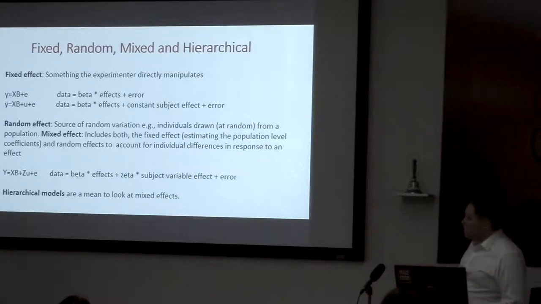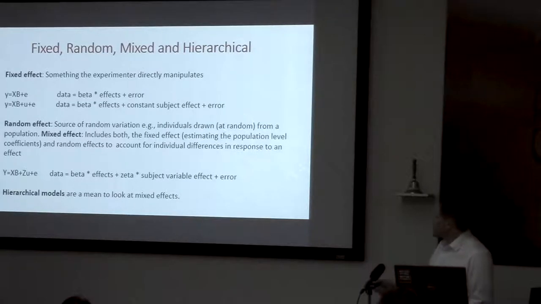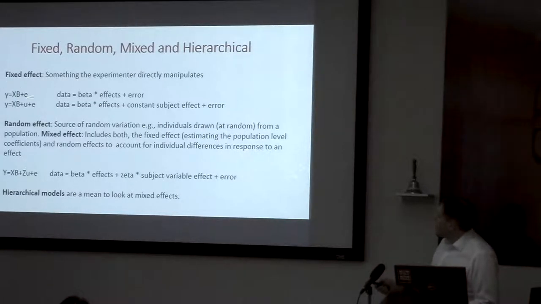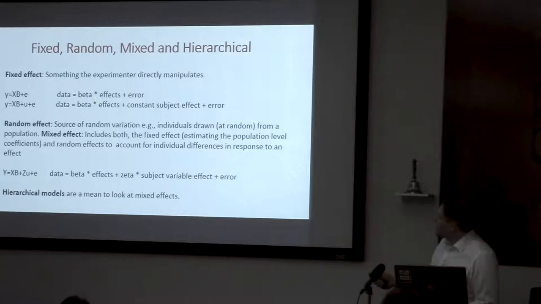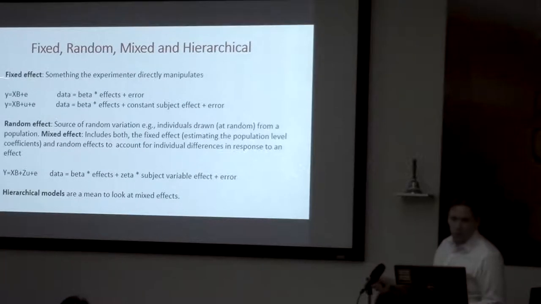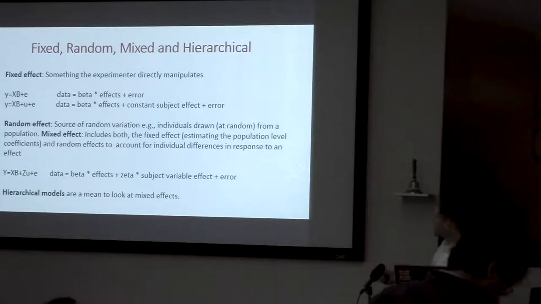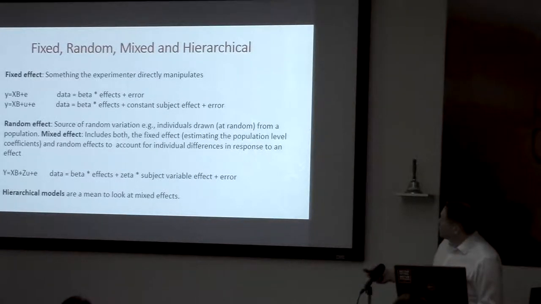The way you would model it with an equation would be to say, this is the data Y, and you need to find the coefficient beta for my effect, which is described by X, plus some error term. Same as a regression, right? In your regression, you say, this is the data, I've got my coefficient of regression beta, this is my effect, X, and my error term. You can also do it by having a constant subject effect. So same model, except that you have two constants, the error term and the subject effect.